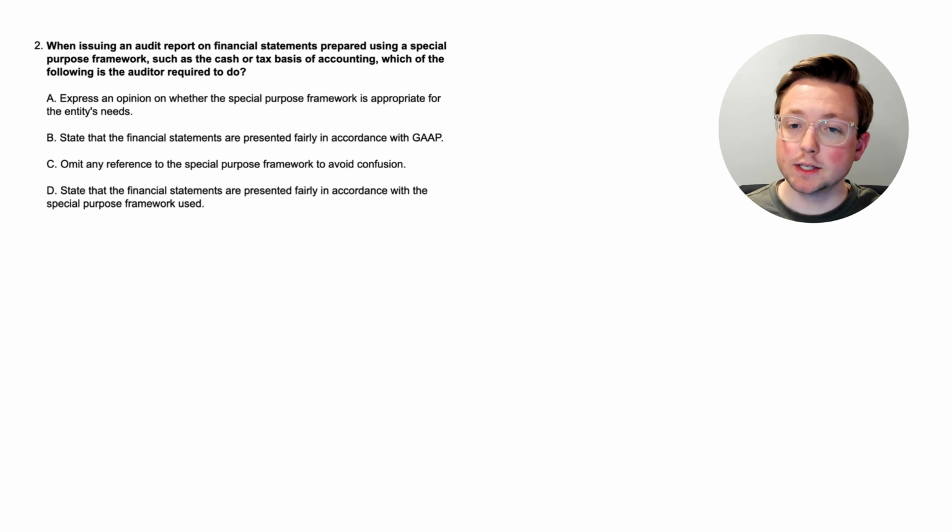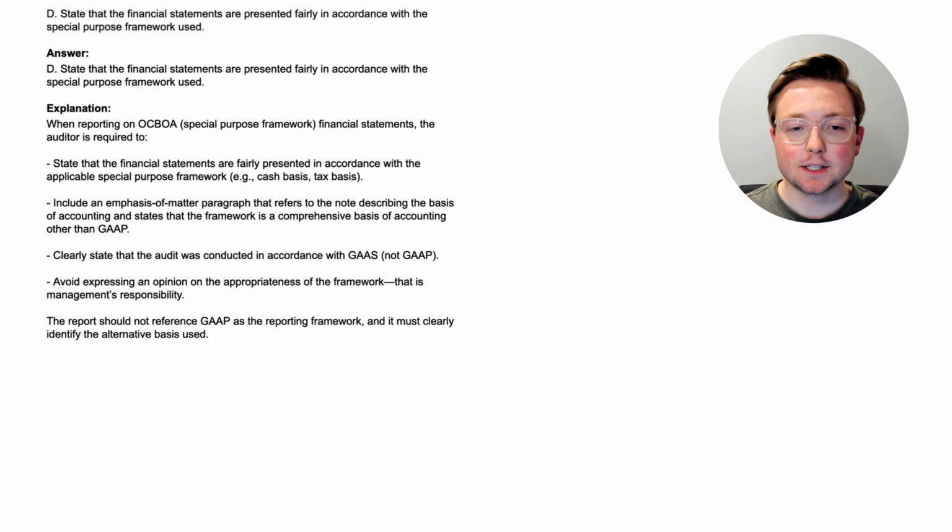Okay, so again, what is the auditor supposed to do when it comes to auditing special purpose frameworks or auditing financials that have a special purpose framework? If you know, that's great. If not, that's okay. Again, we are using these questions to learn, so let's dive into the explanation. All right, here we are at the answer. D, state that the financial statements are presented fairly in accordance with the special purpose framework used. So that is something that auditors are supposed to do when it comes to this kind of an audit.